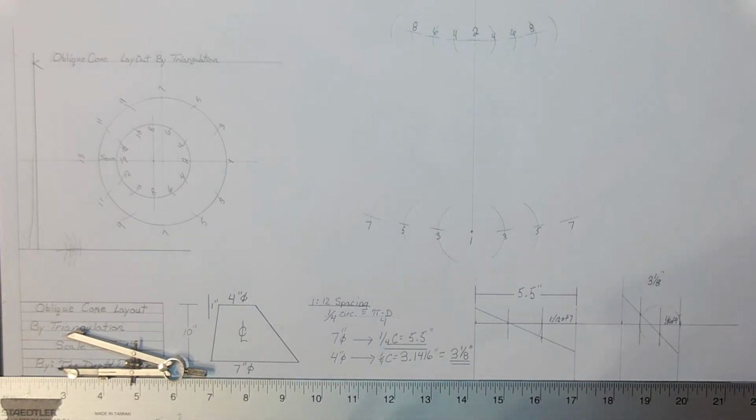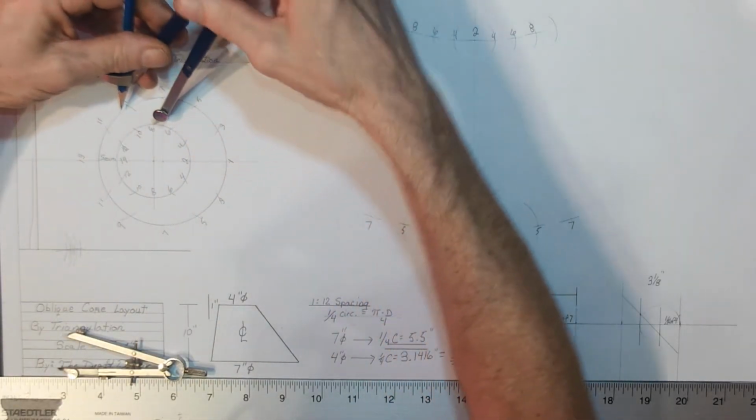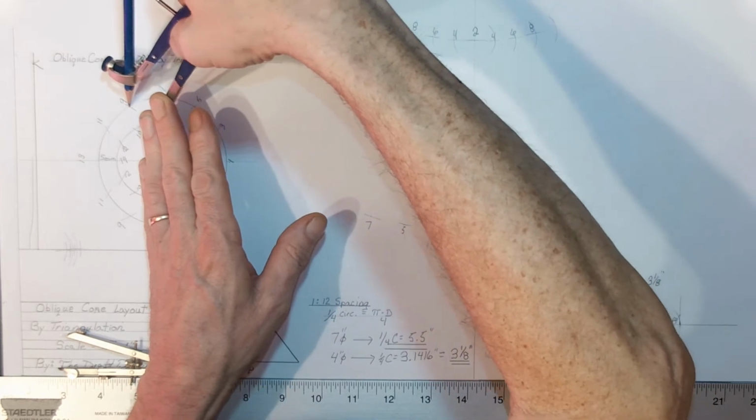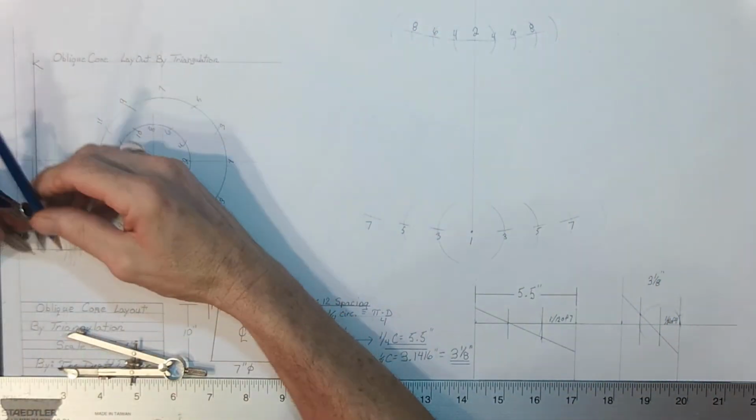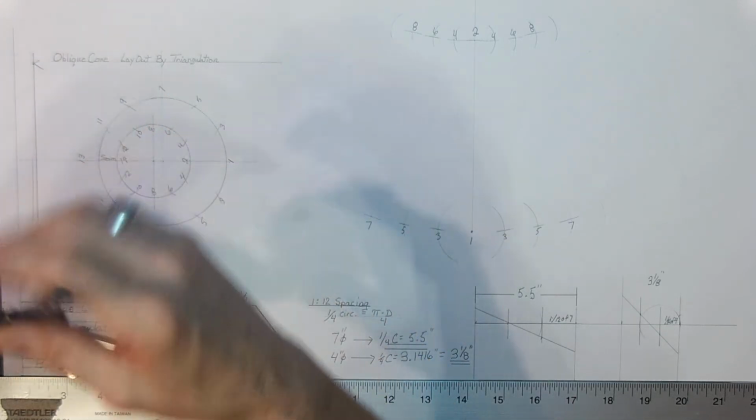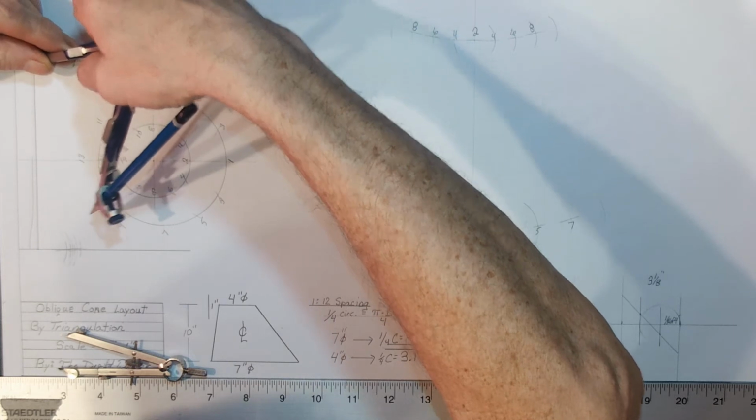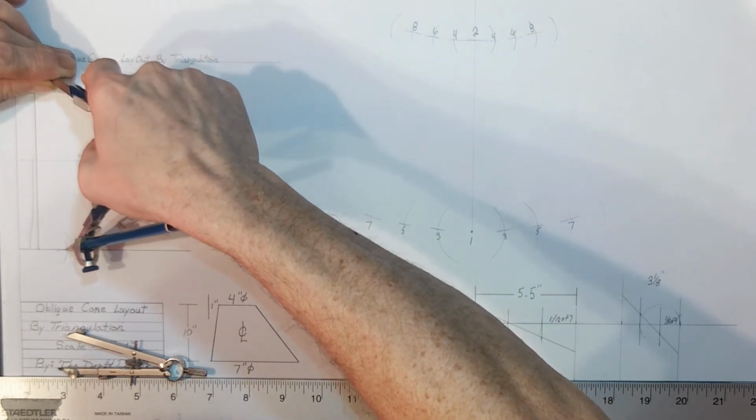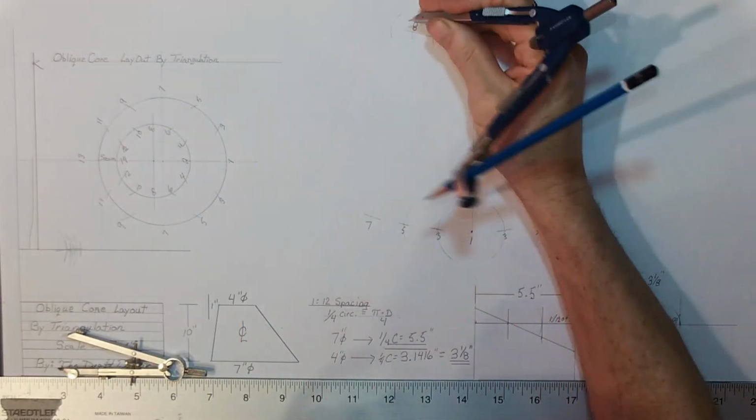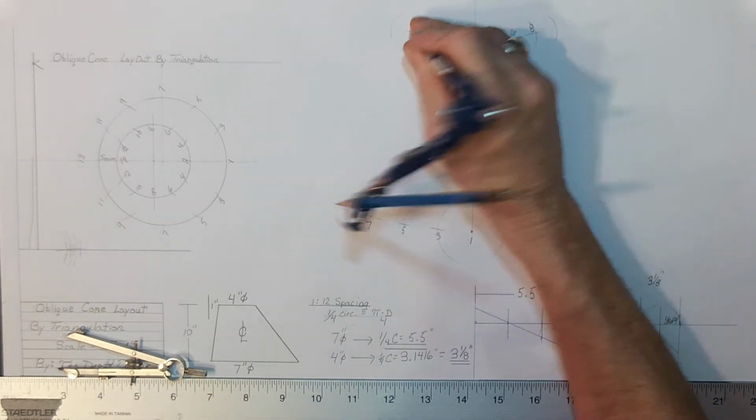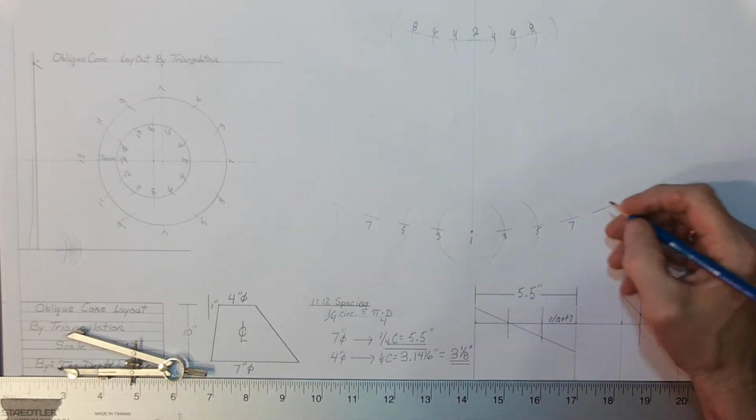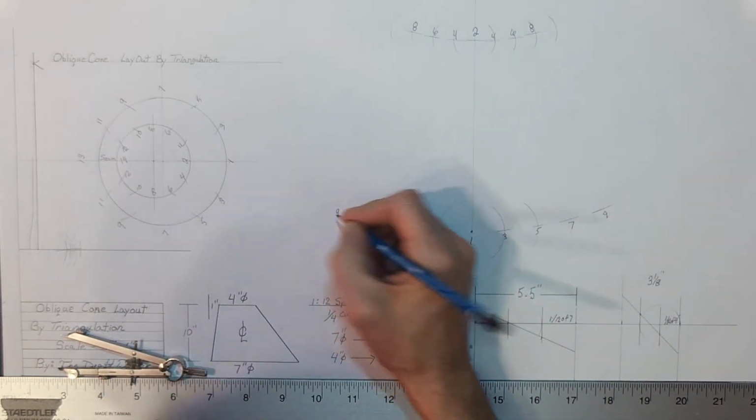True length of 8 to 9. From 8 to 9, whoops, is this distance. Here's the plan length of 8, 9. And here now is the true length of 8, 9. From 8, I find 9. And once again, it's running in a nice pattern with the rest of the points that I've located.